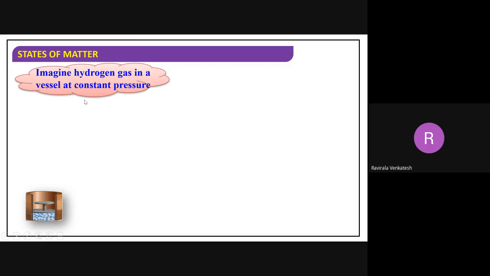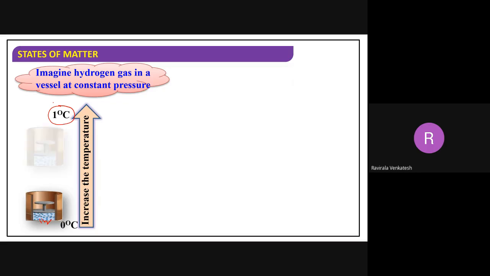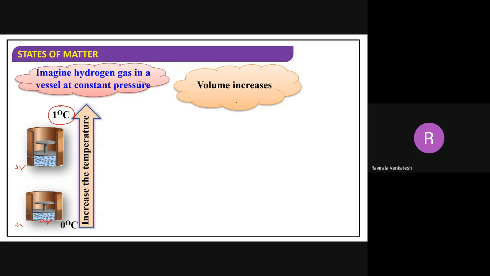Imagine hydrogen gas in a vessel at constant pressure. This is the hydrogen gas. The pressure is constant, say 1 atmosphere, and the temperature is 0 degrees Celsius. I am increasing the temperature up to 1 degree Celsius. Then the change in the volume is observed: the hydrogen volume goes from V1 to V2. Now the volume is increased.